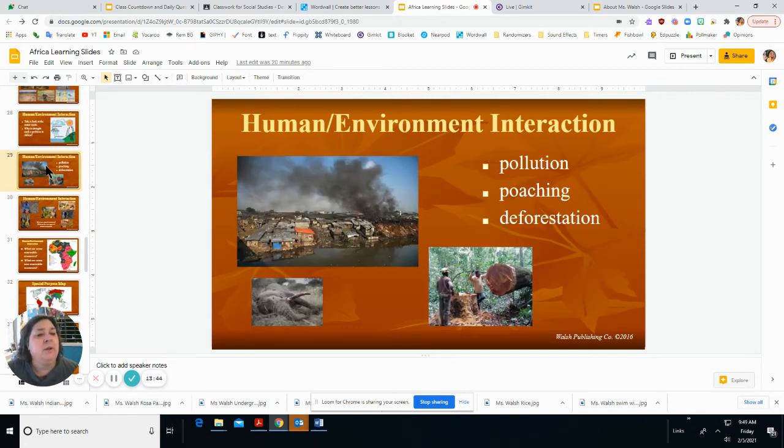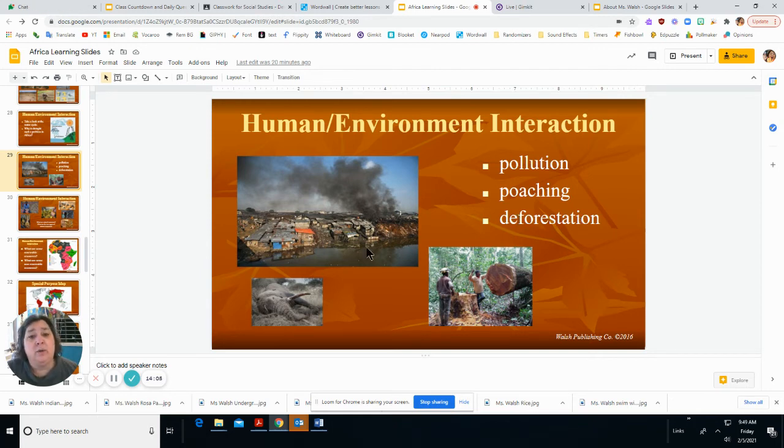Human interaction with the environment, there's a lot of pollution in some places. Deforestation is a problem in places. There are rainforests in Africa. And of course, people need resources and trees provide a lot of resources. So they cut them down to have resources. But when they cut them down and don't replant them, then that becomes a problem because they lose their trees.